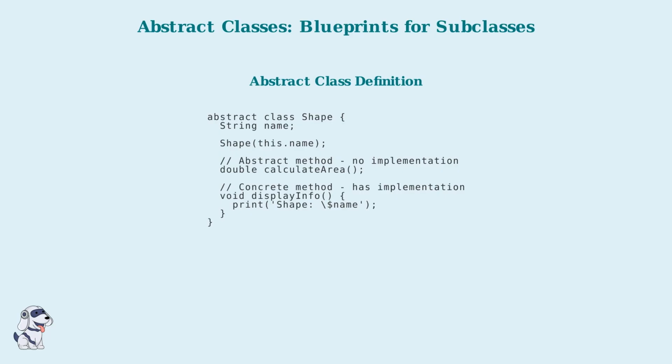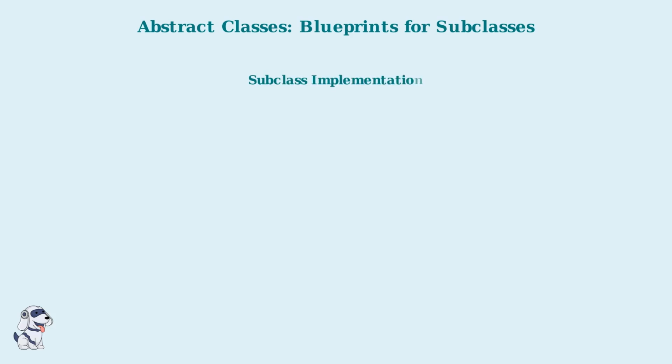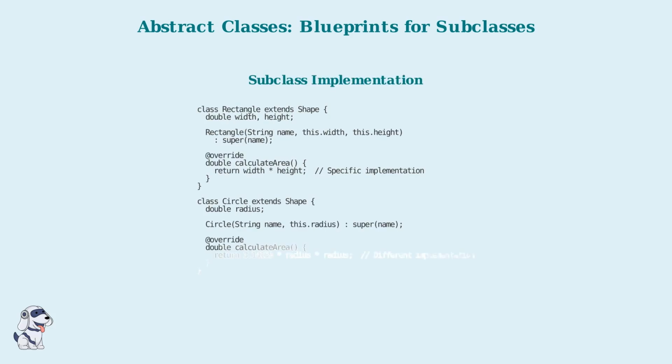Here's how we define an abstract class. The key feature is the abstract method calculateArea. It has no implementation, just a declaration. Subclasses must provide their own implementation. Here's how a subclass implements the abstract method. Each subclass provides its own specific implementation.